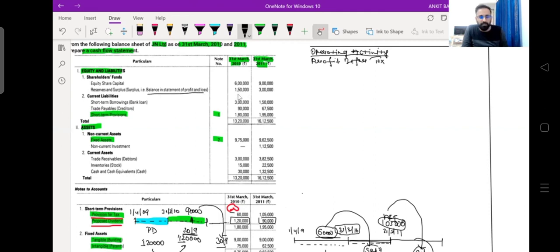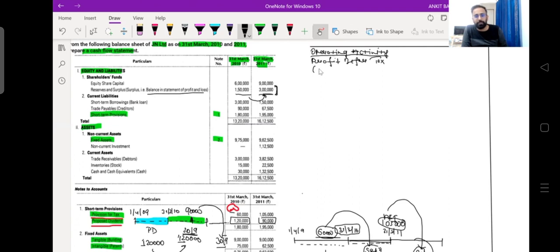In the year 2010, the balance was 1,50,000. The new balance is 3 lakh rupees. So you can see what the company has done after payment of dividend. The company has transferred the balance, that is, there is an increase of 1,50,000. So the company has earned a profit of 1,50,000 rupees.